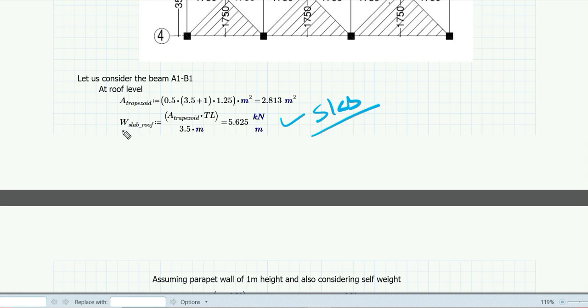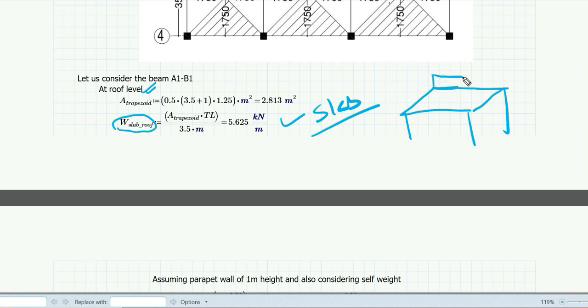So that is why it is written as W slab roof. And see here, I have written it at roof level, because we are calculating at the roof level. Remember, we are calculating only at the roof level. Just remember and imagine how the building will look.